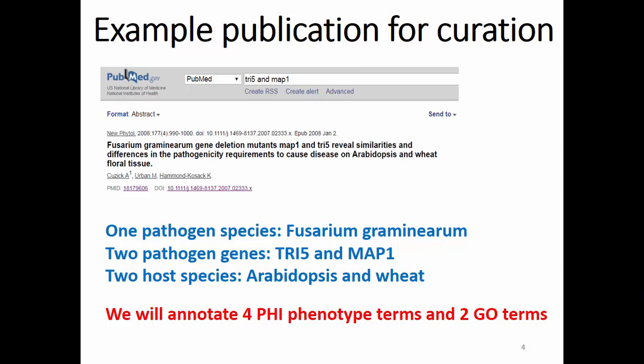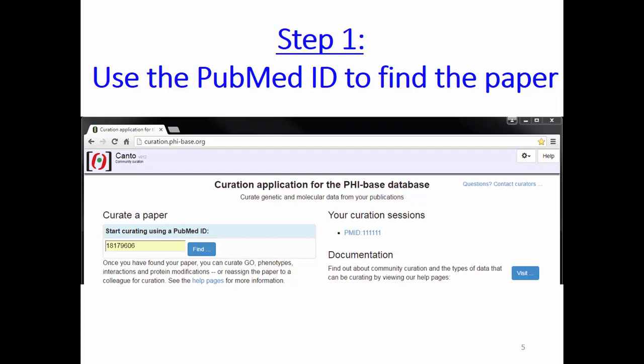In this example, we will be curating data from one pathogen species, Fusarium graminearum, two pathogen genes, TRI5, encoding trichodiene synthase required for mycotoxin biosynthesis, and MAP1 encoding a MAP kinase, and two host species, Arabidopsis and wheat. We will generate 4 PHI phenotype annotations and 2 GO term annotations. I will also demonstrate the duplicate and edit functions to aid in speedy curation. Let's get started and see what PHI Canto looks like.